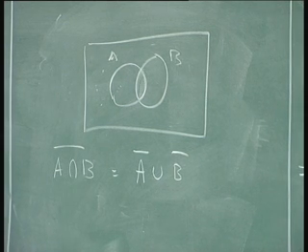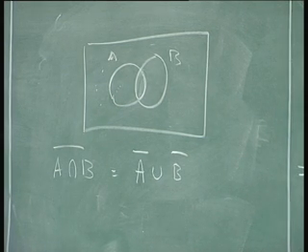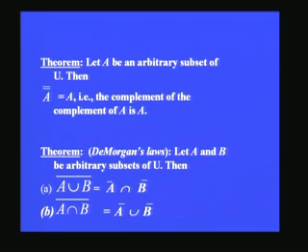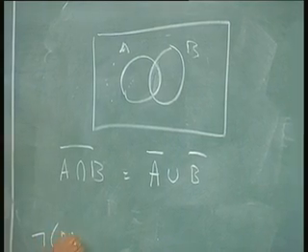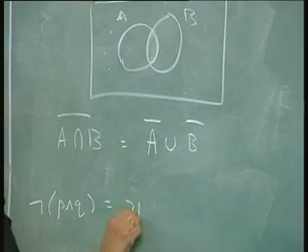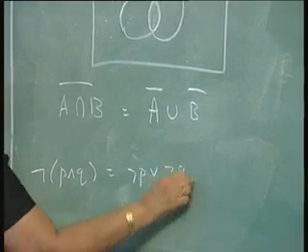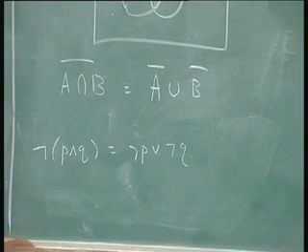These are known as De Morgan's laws, and you can see the similarity between saying that the complement of P and Q is not P or not Q. See the similarity between this and set union.